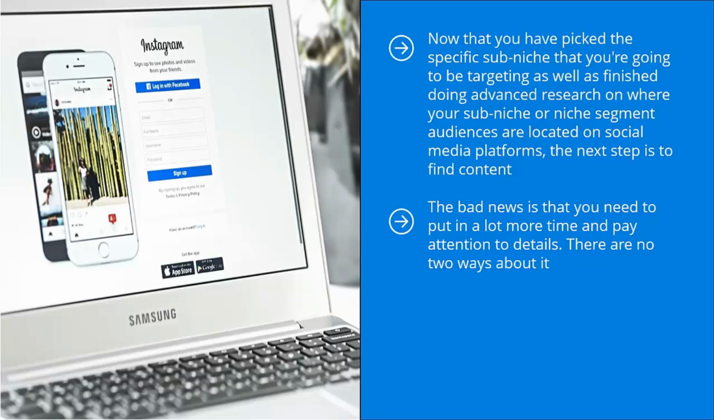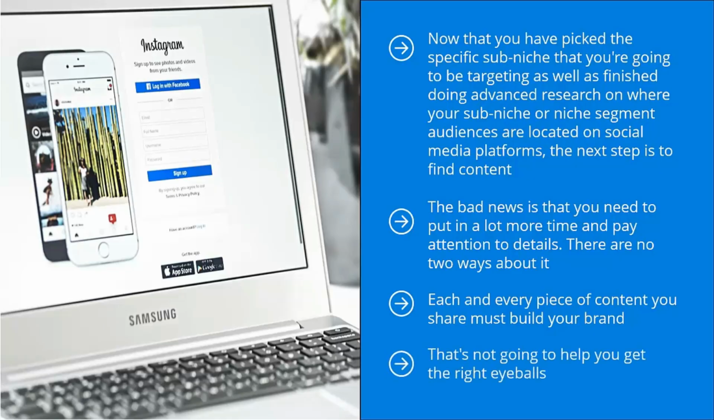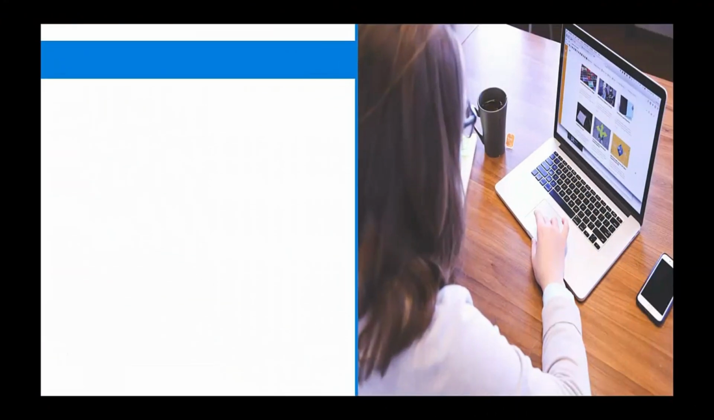There are no two ways about it. You cannot drop the ball when it comes to the quality of the content that you are going to be sharing on your social media accounts. Each and every piece of content you share must build your brand. This is non-negotiable. You can't just pick random pieces of content that somehow, some way has something to do with your niche. That's not going to help you get the right eyeballs. That's not going to help you establish the kind of credibility and authority you need to eventually convert highly specific and qualified traffic from social media into cold, hard cash.